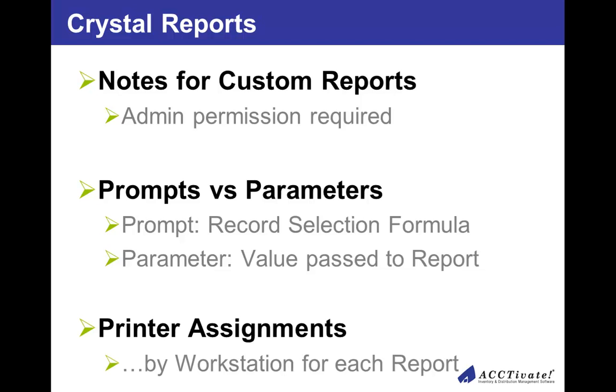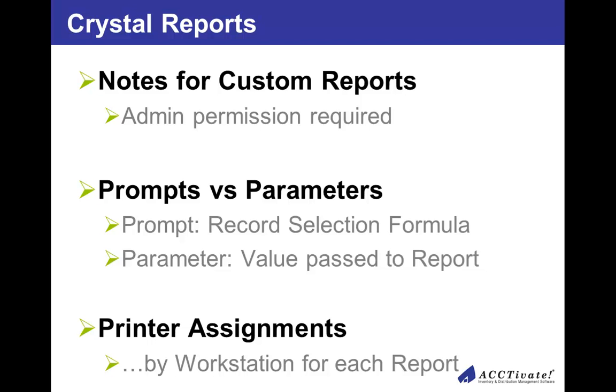And then lastly, one of the things in regards to printers, again, we talked about the screenshot goes straight to the printer, but in ACCTivate, most of the reports you print are going to go to the default printer in Windows. So whatever you set as your default printer will be the destination for a report. Now, what you can do is also configure printer assignments.